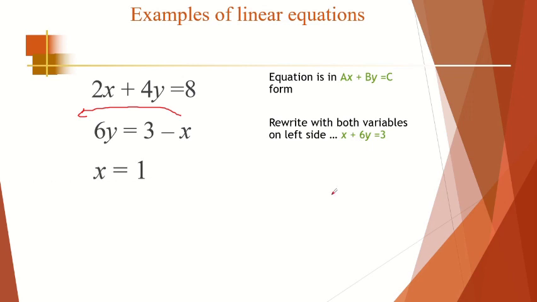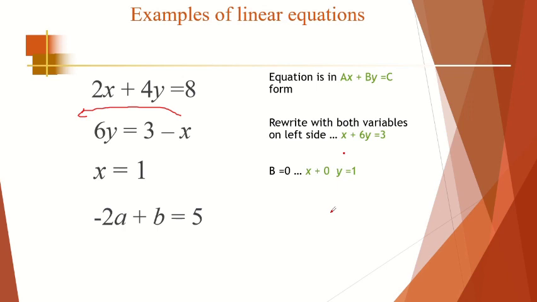Next, we have x equals 1. So, your b is 0. As we said in the classification, b and c may be equal to 0. So this is really the classification. So we have x plus 0y equals 1.